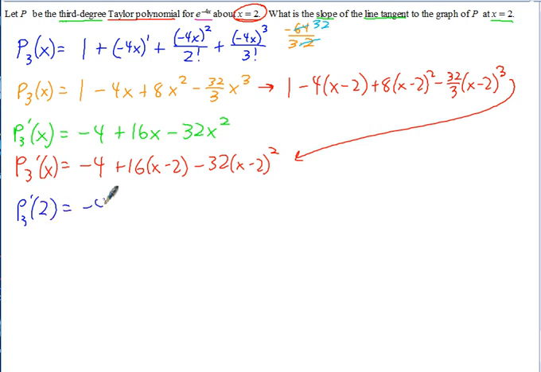So you get negative 4 plus 16, 2 minus 2 minus 32, 2 minus 2 squared. But notice, when you substitute 2, this one's 0, this one's 0, so those wipe out, so all that's left is negative 4. So the slope of our tangent line at 2 is negative 4.